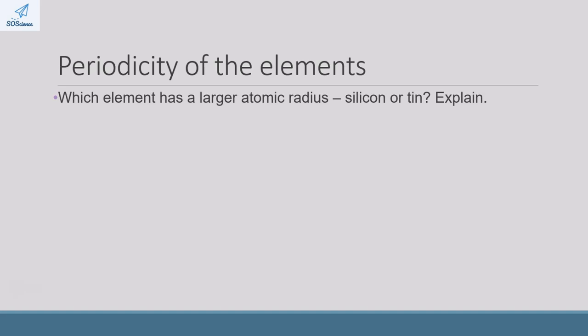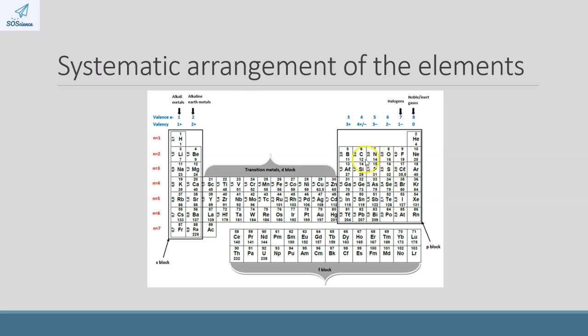Now, here is a type of exam question and the model answer. Which element has a larger atomic radius, silicon or tin? Explain. So let's take a look at the periodic table. Here's silicon, Si, and here's tin, Sn, and they both exist in group 4, and silicon's outermost electrons are in the 3rd energy level, and tin's outermost electrons are in the 5th energy level.